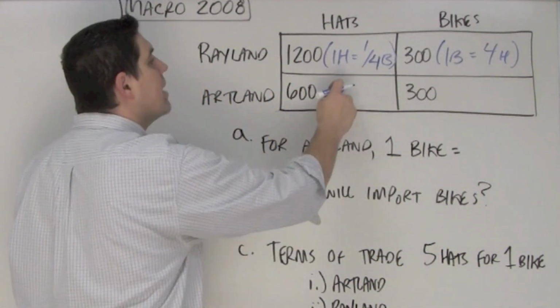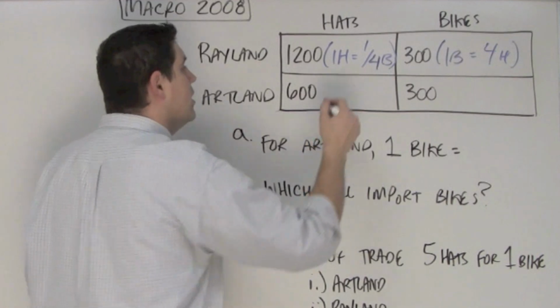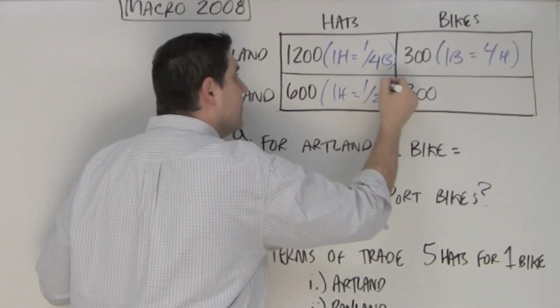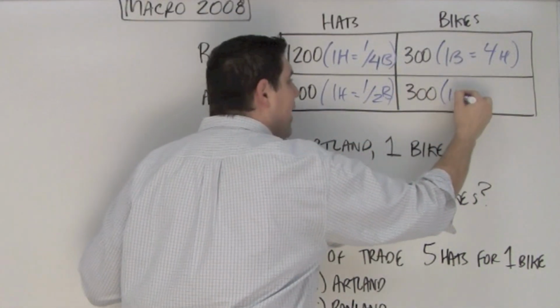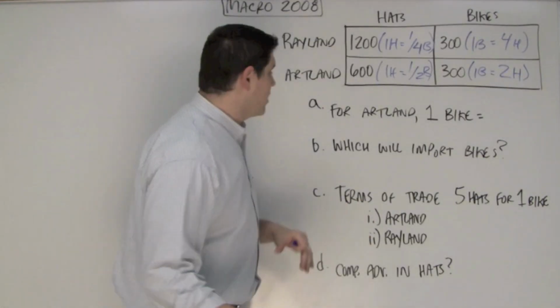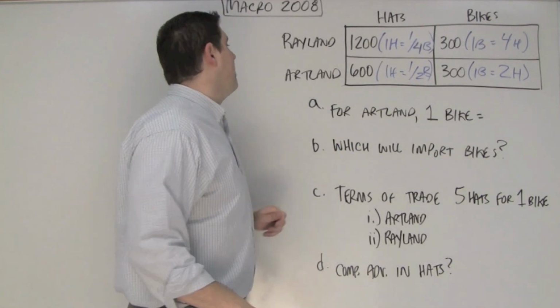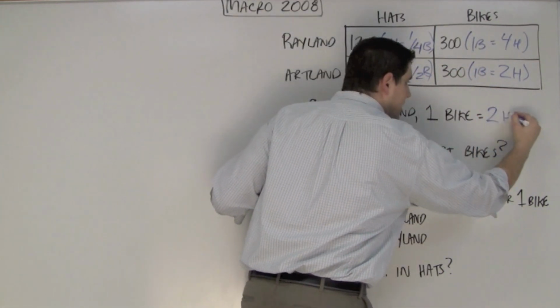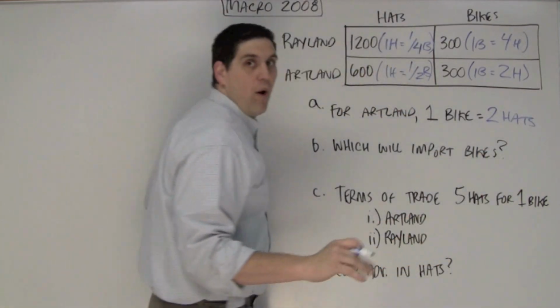For Artland, every single time they produce hats, they're giving up a certain number of bikes. So each one hat costs them 1/2 a bike. And each one bike costs them 2 hats they could have produced. Now let's answer the questions. For Artland, each one bike. So Artland, one bike produced gives up 2 hats they could have made. There's your answer, no explanation required, 2.